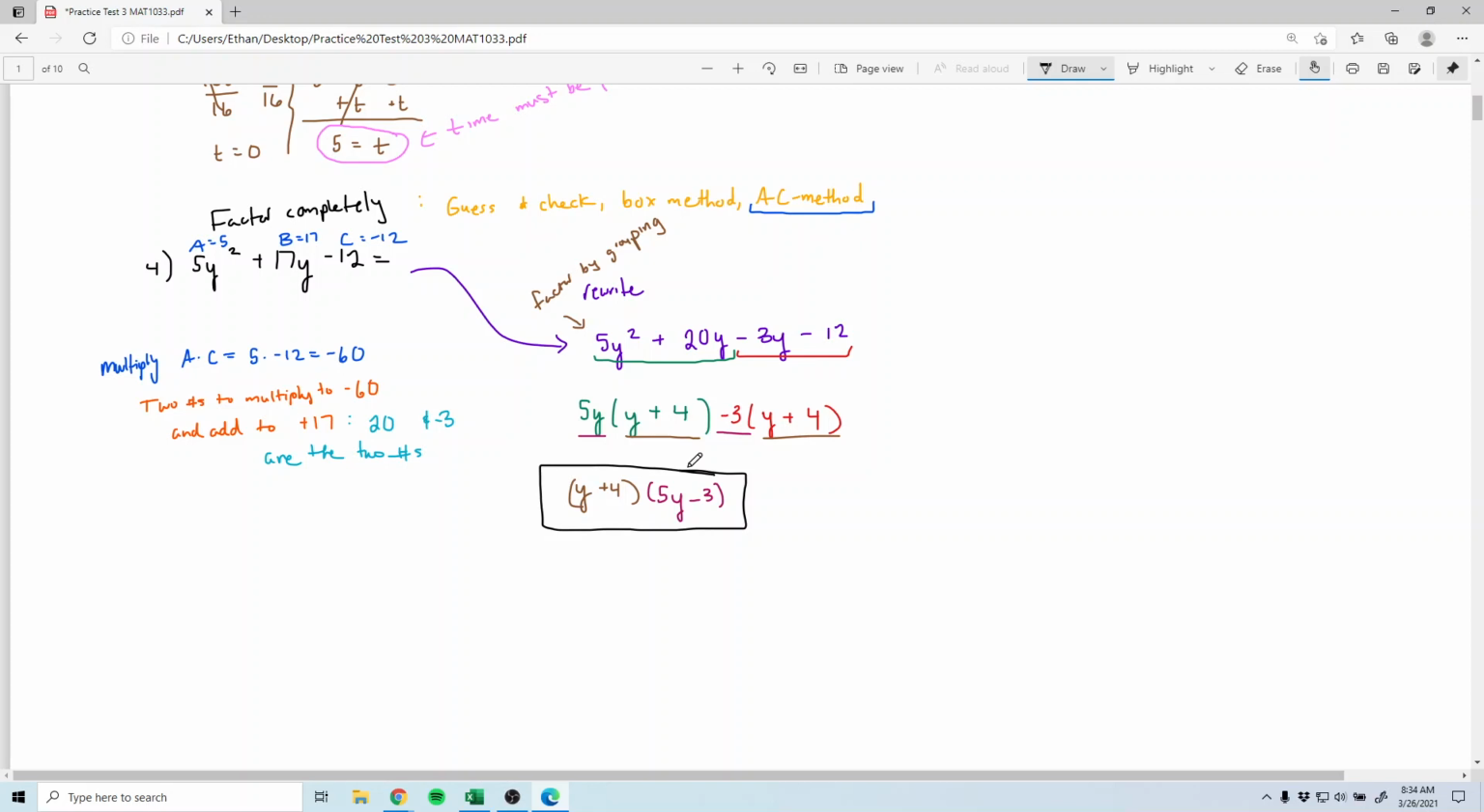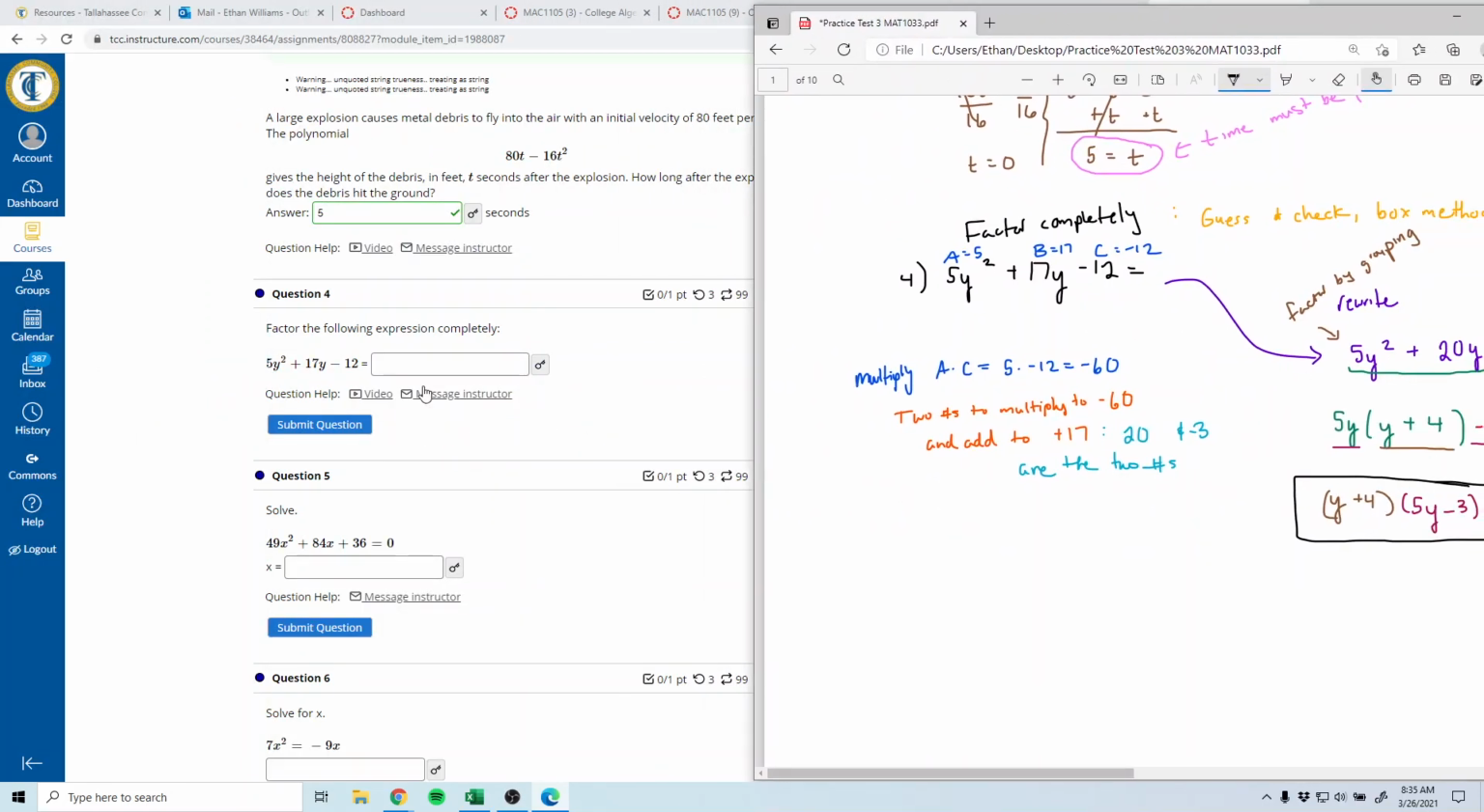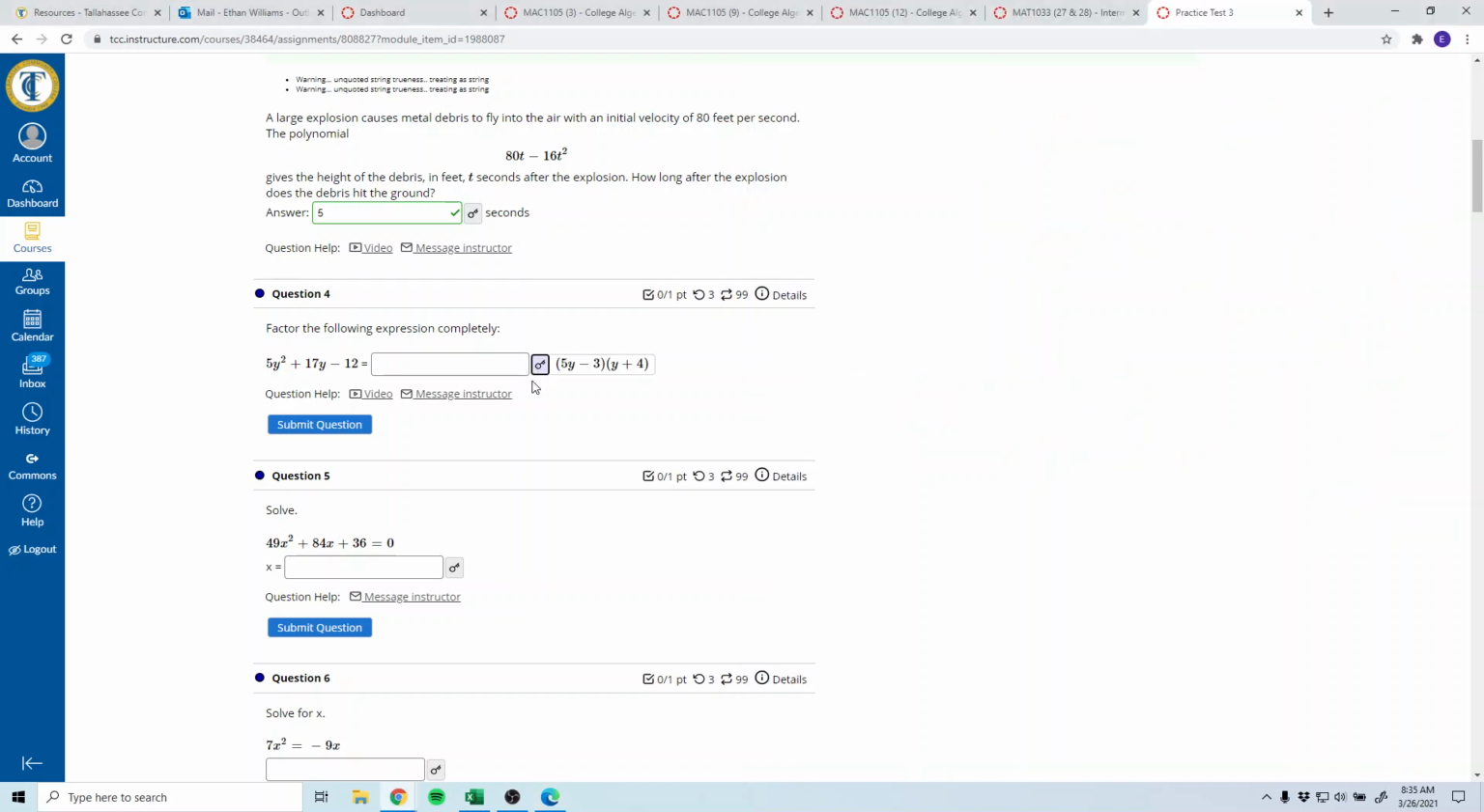Now, if you're watching along and you prefer the guess and check and you were able to do it a lot faster, that is fine. You can do it whichever way you like. But if there's a ton of combinations, this way will be quicker. If there's not that many combinations to guess and check, then guess and check will be quicker. So go ahead and make sure that's right. We have y plus 4 times 5y minus 3, and there we go. The order of multiplication does not matter.